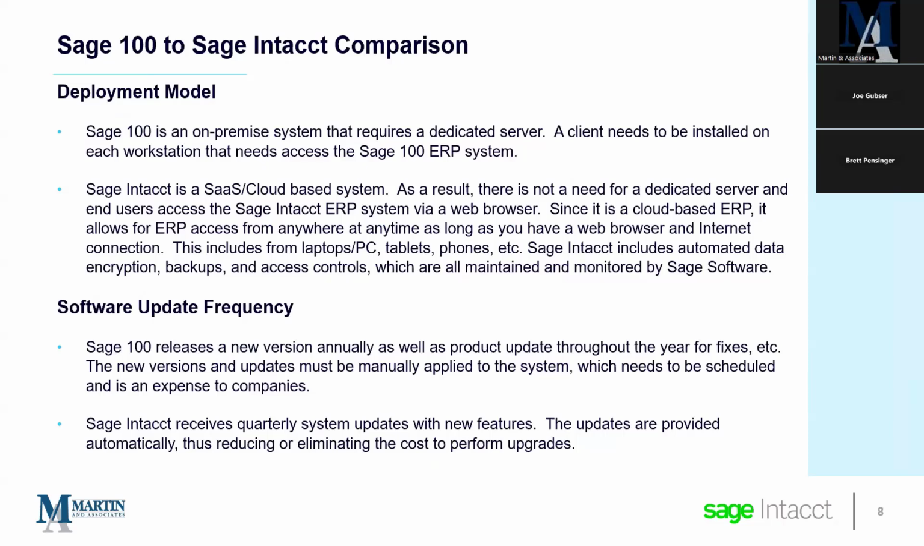Let's talk about the deployment model first. So this is talking about where the program resides. So Sage 100 is an on-premise system that requires a dedicated server. So that server has to either be a server that you own that sits in your office, or a server that you're having hosted somewhere, but you have to have a physical server for it to be installed on. And each client that will be accessing Sage 100 has to have a workstation installed on that machine in order to access Sage 100. Sage Intacct, as I mentioned before, is a cloud-based system.